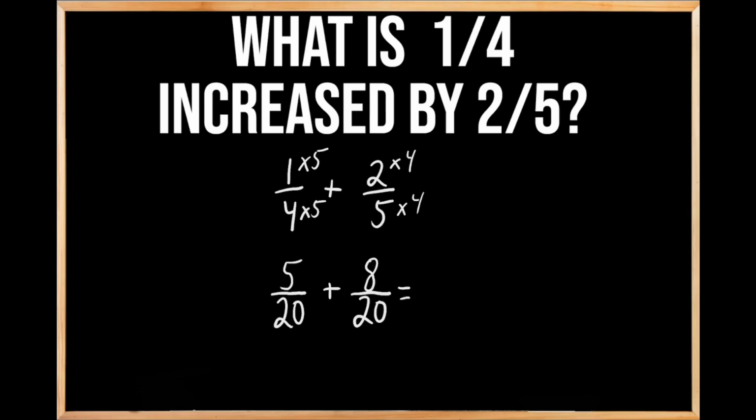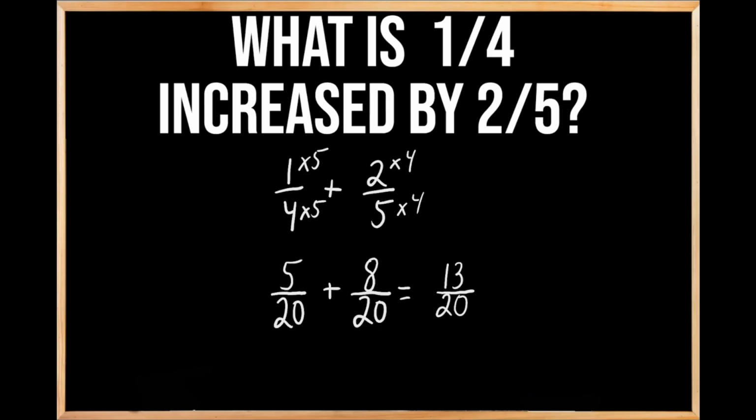So now that we've rewritten these fractions with a common denominator, we can actually add these fractions together. Well, our denominator's value is not going to change in our answer. It's still going to be in 20ths. And then we're going to add our numerators. So we're going to add 5 plus 8, which we know gives us 13 for the fraction of 13/20.